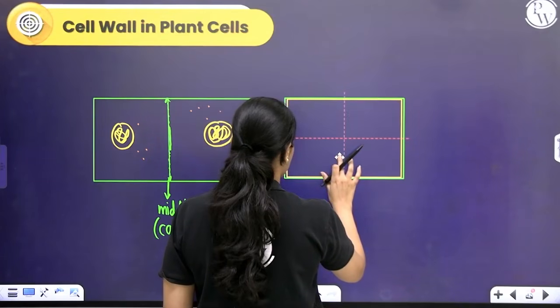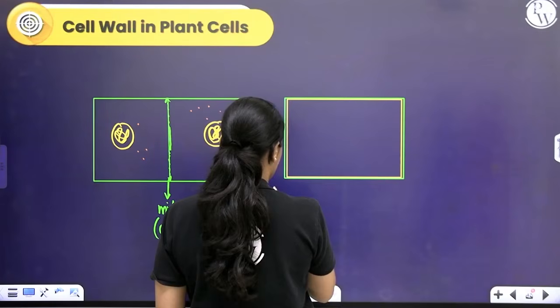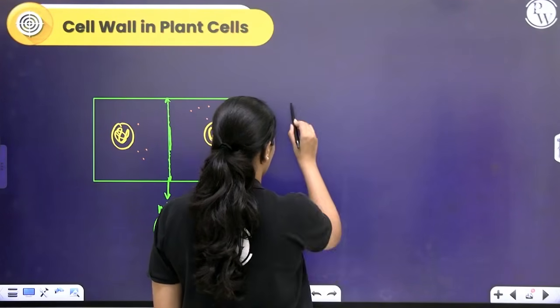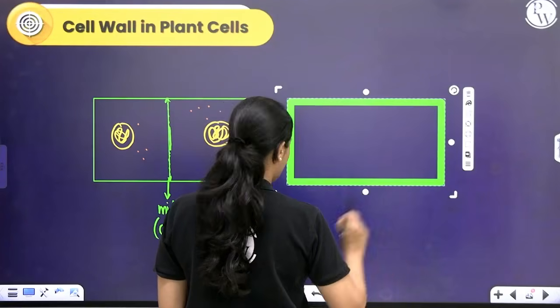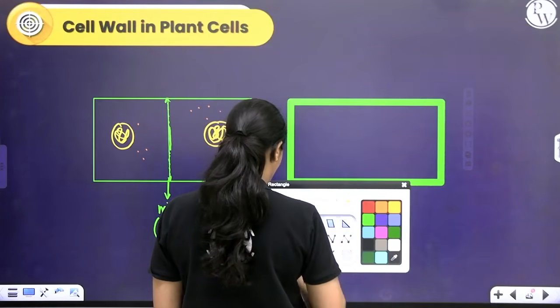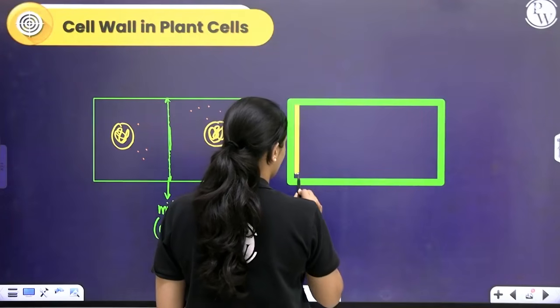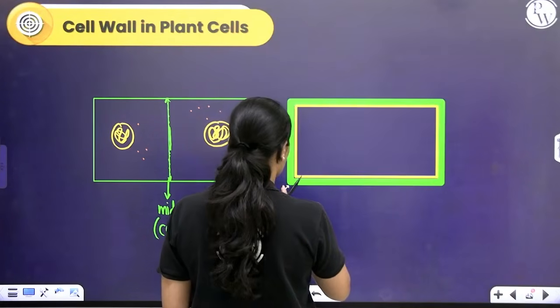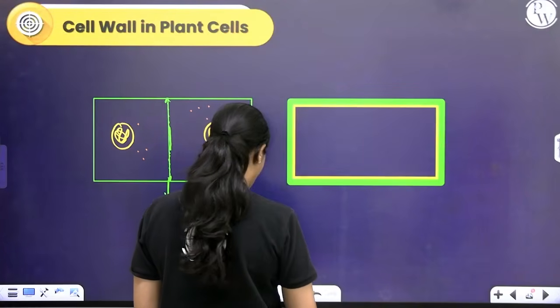Right inside this, it will start synthesizing a primary cell wall. This is the middle lamella. Inside the middle lamella, you will have the primary cell wall that is synthesized. Okay. This is the primary cell wall.